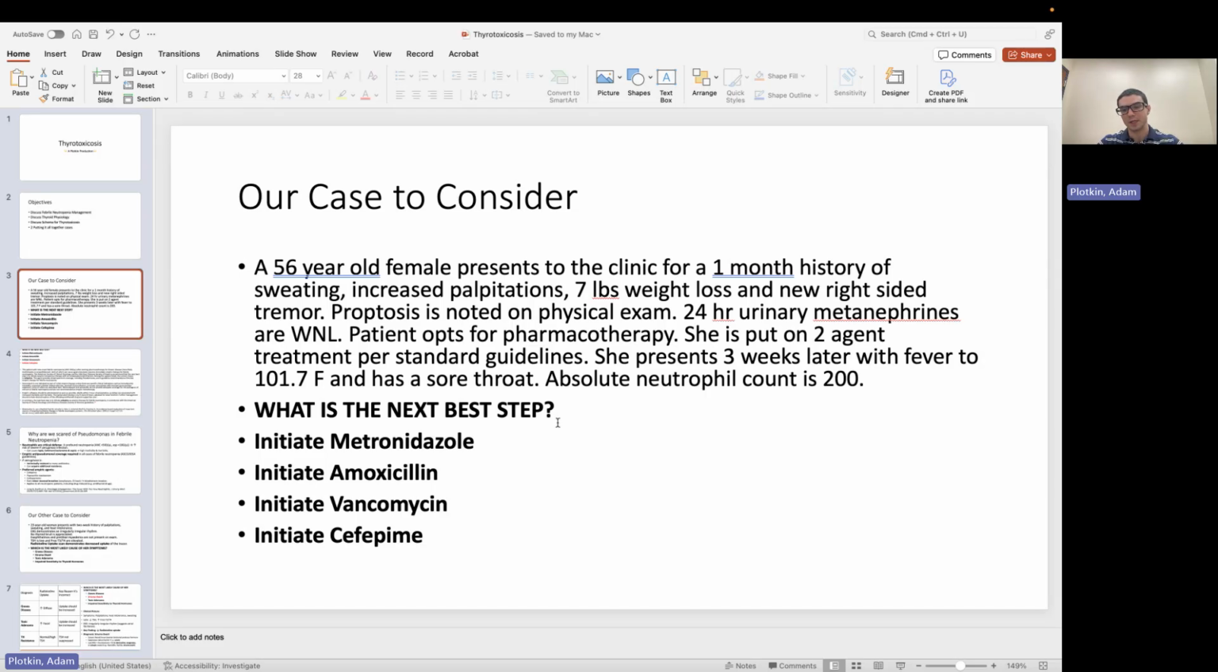She presents 3 weeks later with fever to 101.7 and has a sore throat. Absolute neutrophil count is 200. What is the next best step? Should we initiate Metro? Should we initiate amoxicillin? Should we initiate Vanco? Or should we initiate cefepime? So pause the screen, try to think about what the underlying condition is going on here. What do we put her on? What's going on? And then what should be our next best step?